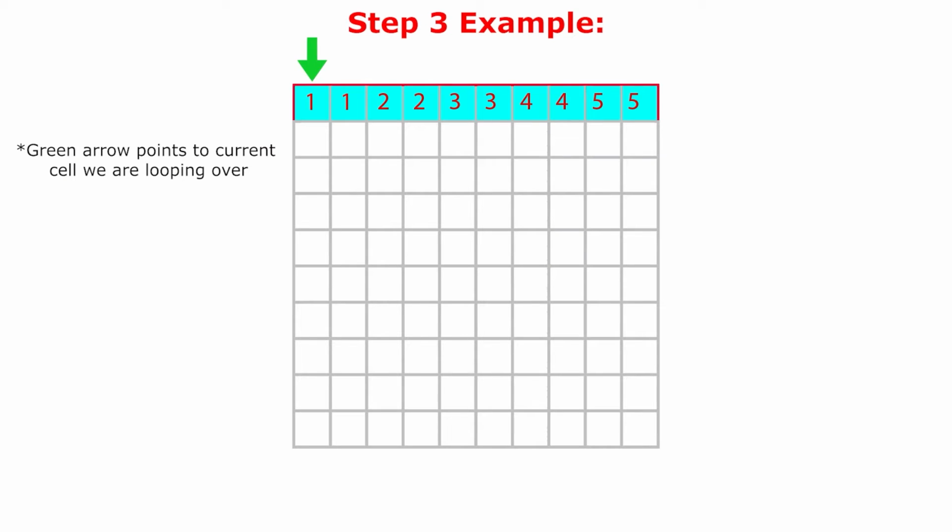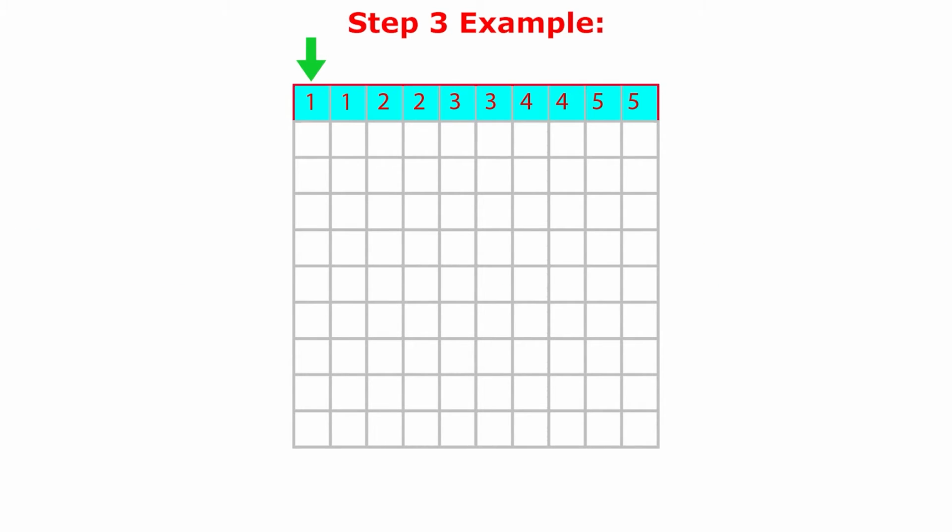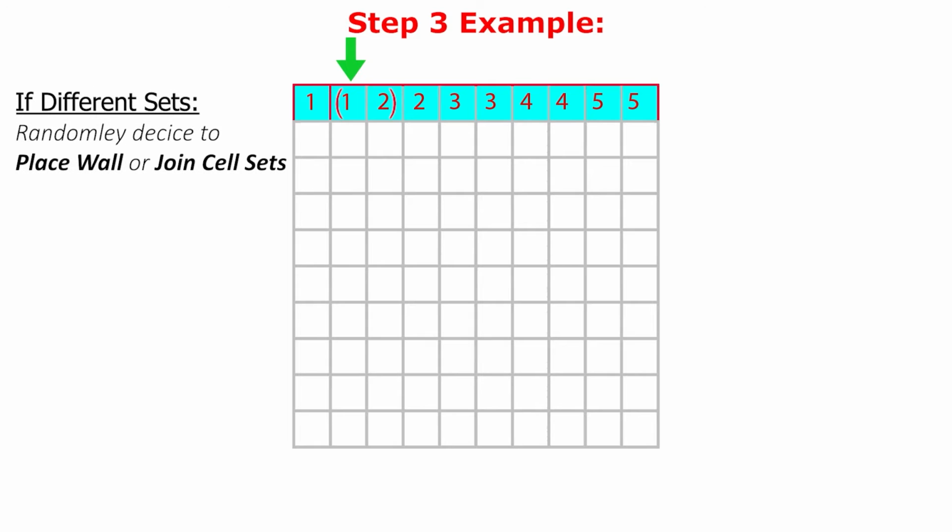So to start this process, we're going to loop over each cell in this row, starting from the leftmost cell going right. The second bullet point, which is checking whether the two cells are the same, is actually going to act as the prerequisite to deciding whether to add a wall or not. We're going to compare the current cell we are looping over and its right neighbor cell. If the two cells are members of the same set, always place a wall between them. If they are not members of the same set, we are going to randomly decide to place a wall between the cells or join the cell sets.